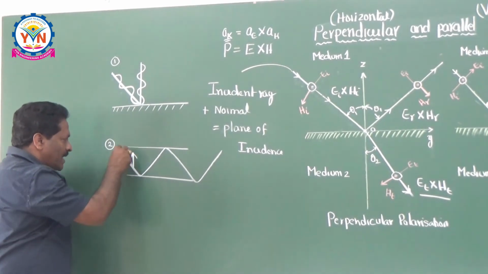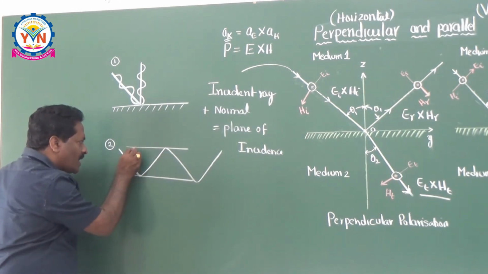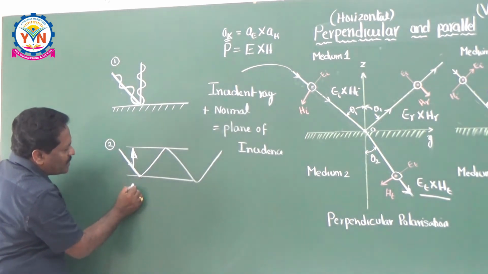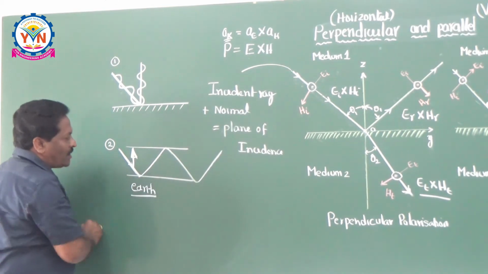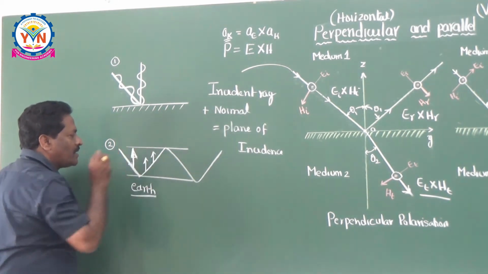That means when the direction of propagation is like this, the electric field is always vertical like this. And whenever it is hitting the surface of the earth, suppose earth is a perfect conductor, again it will bump with vertical polarization like this only.